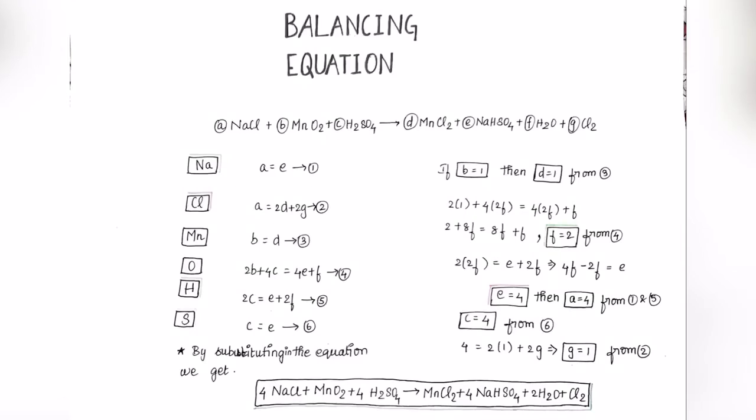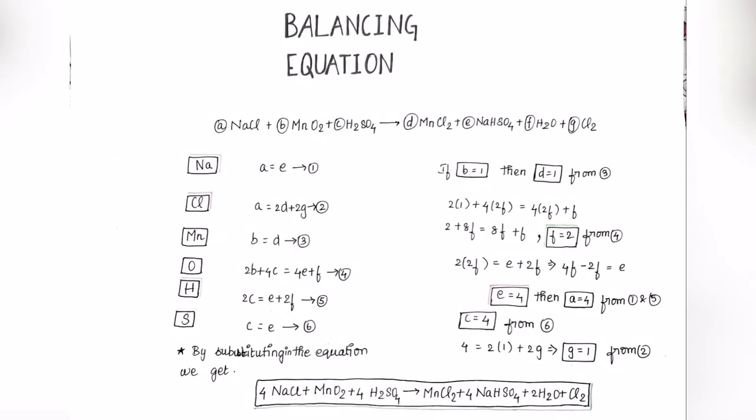And for the next element H, hydrogen, 2C is the atomicity on the reactant side and E plus 2F is the atomicity on the product side. So 2C equal to E plus 2F will be taken as the fifth equation. And for the final element sulfur, C is the atomicity on the reactant side and E is the atomicity on the product side. So C equal to E is the sixth equation.